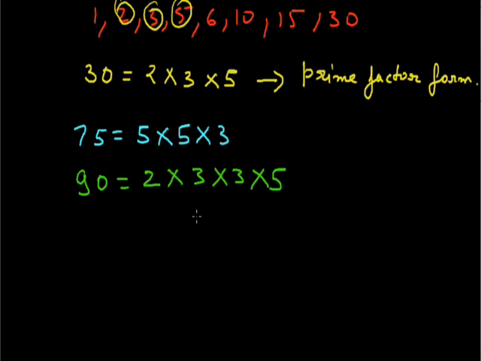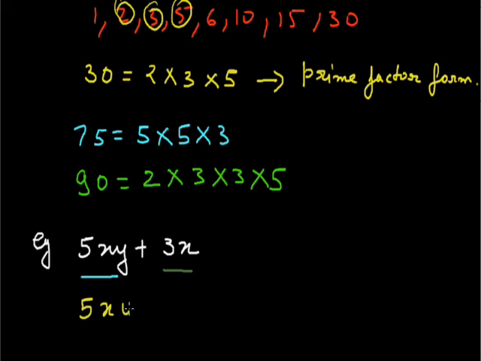In the same way, we can factorize algebraic expressions also. Thus, an algebraic expression can also be written as the product of its factors. Let us start with a simple example. For example, if I have to factorize 5xy plus 3x, then this expression consists of two terms. The first term is 5xy and the second term is 3x. To find the factors of 5xy, we can write 5xy is equal to 5 into x into y.